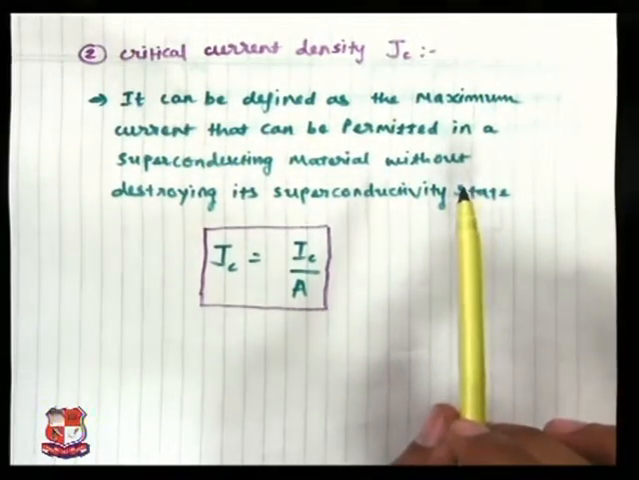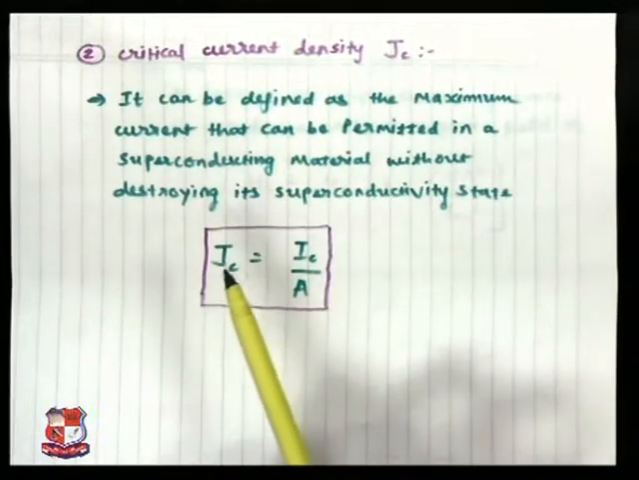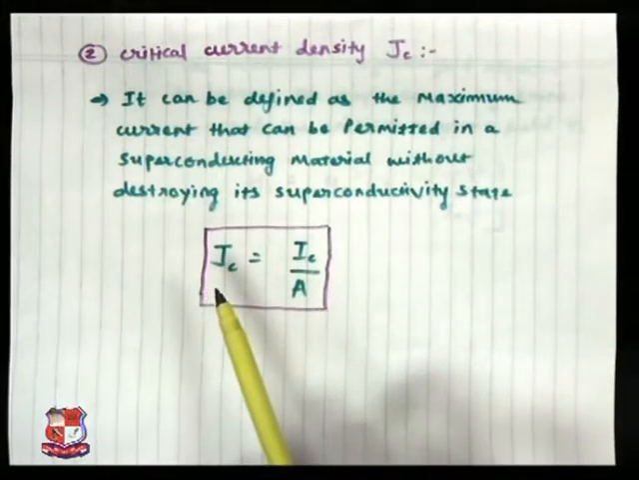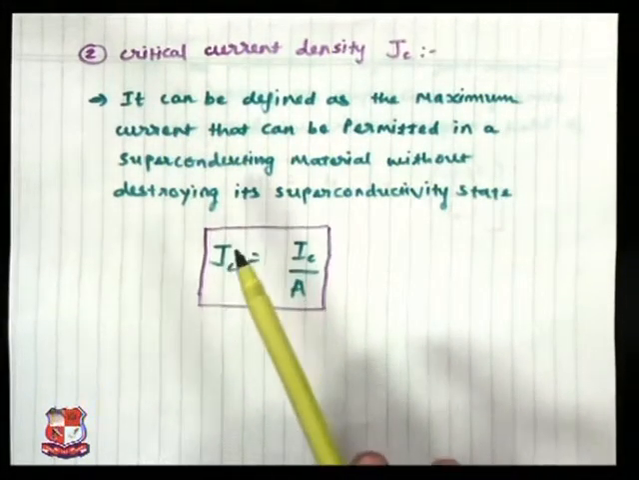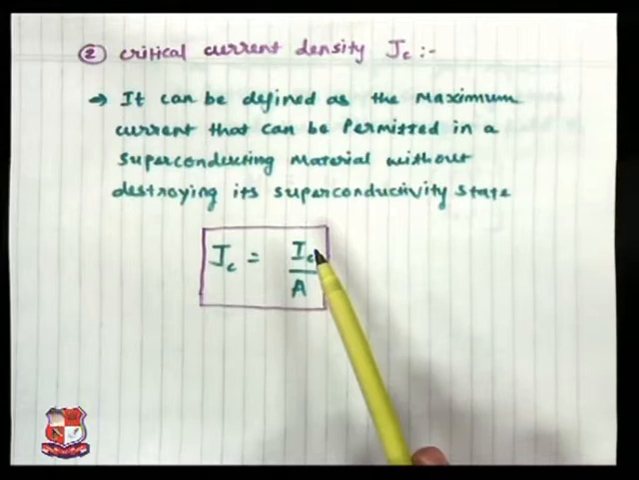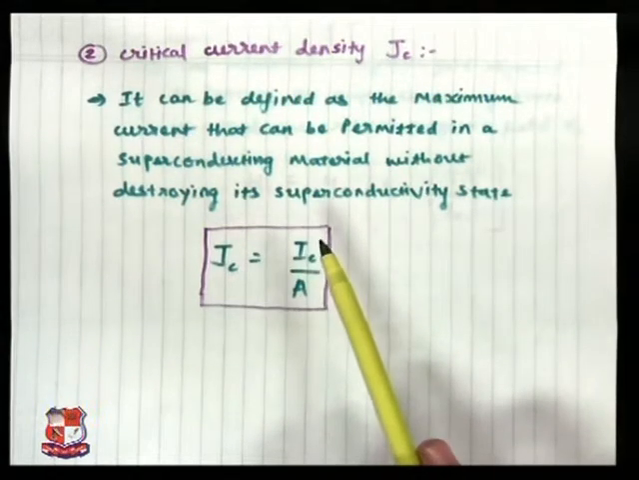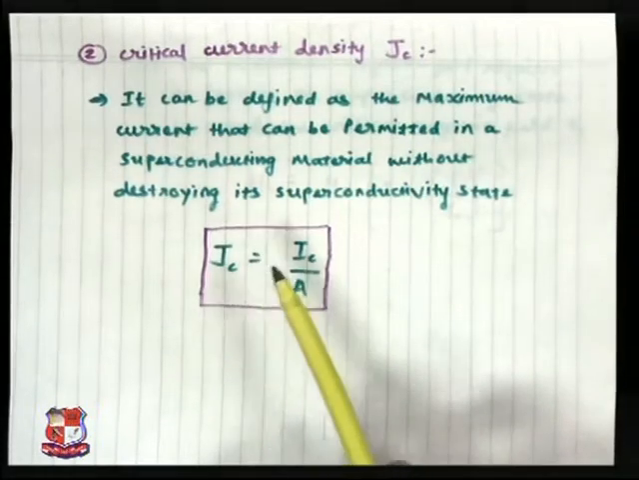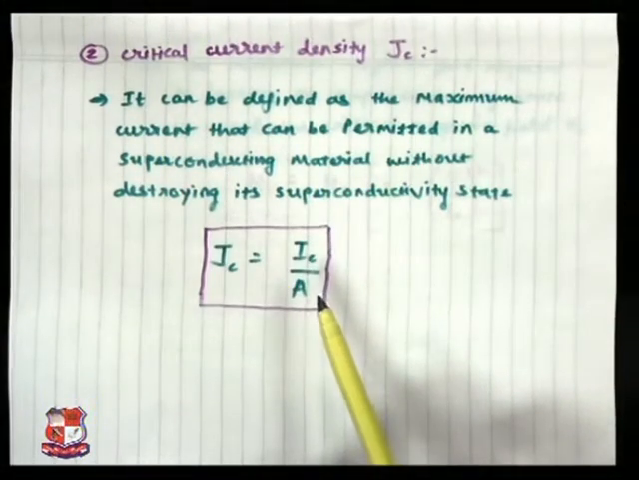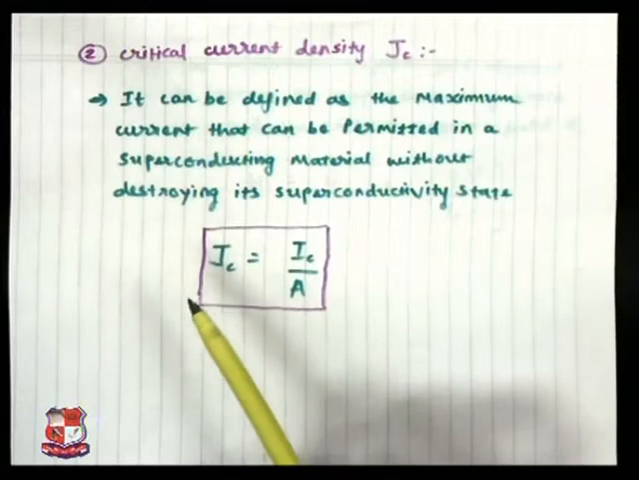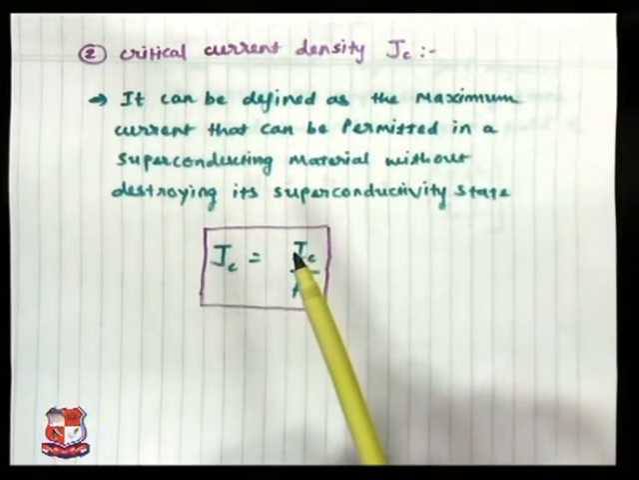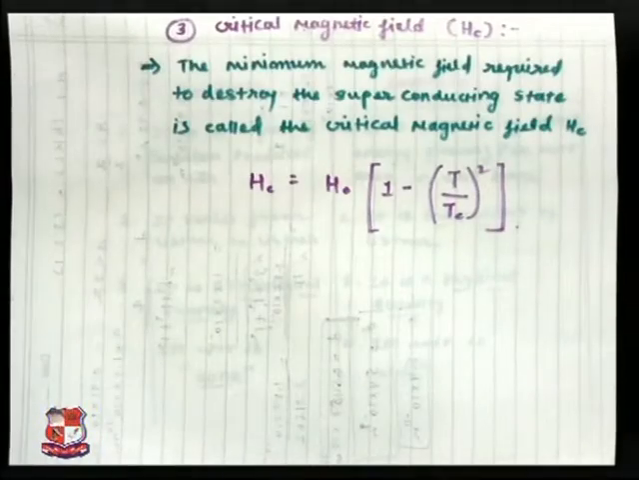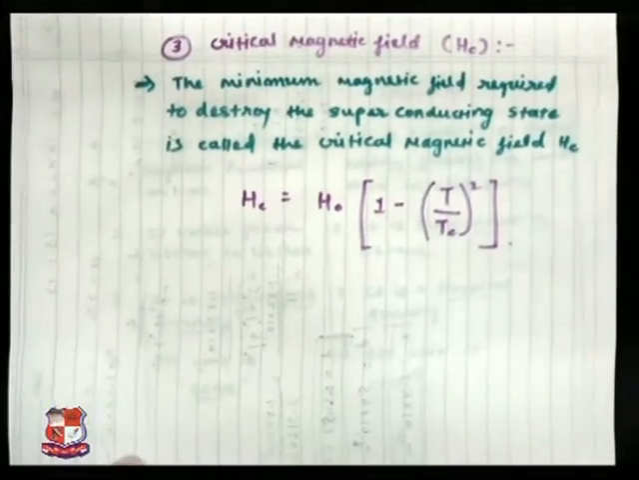In equation, it can be represented as Jc is equal to Ic upon A. Jc represents the current density, which is equal to the current in a superconducting material per unit cross-sectional area. That is Jc is equal to Ic upon A. So while defining it, you can also write the equation for that definition. And let us move towards the third factor, critical magnetic field.